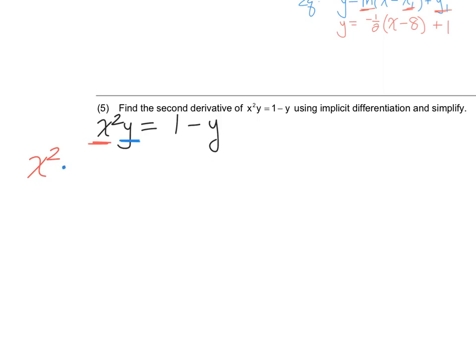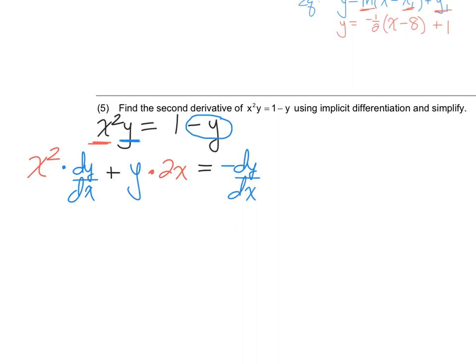What is the derivative of y? Just the dy dx. Plus the second function, which is y, times the derivative of the first. That's just a clean 2x. On the right-hand side, 1, well, that's constant, so that's going to have a derivative of 0. So the only part that I actually care about is this negative y. The derivative of negative y would be what? Negative dy dx. All right, so I have to solve this for dy dx.